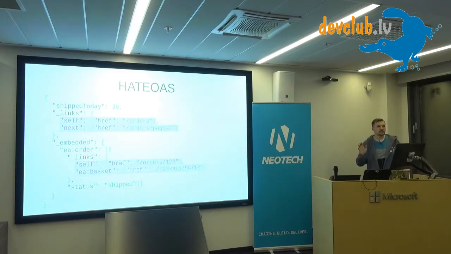What is application state? Application state is basically the state of your domain entities, the changes. If you delete an item, it's a change of application state. If you add an item, it's also a change of application state. So the engine of application state is something that facilitates the changes in your domain entities. And hypermedia as the engine of application state means that basically hyperlinks are the means of changing your domain entities.